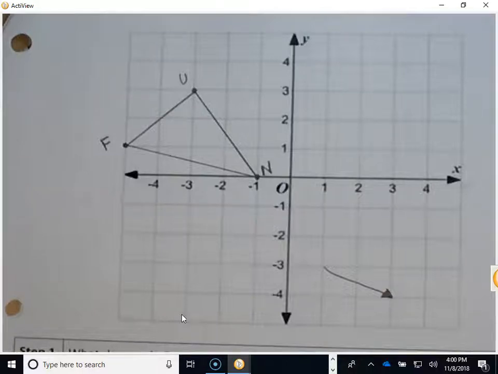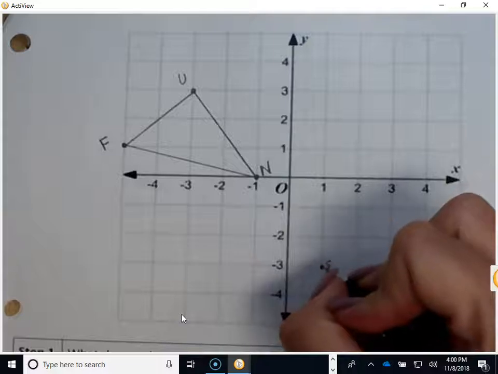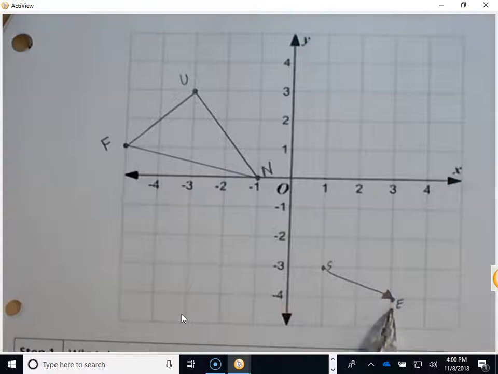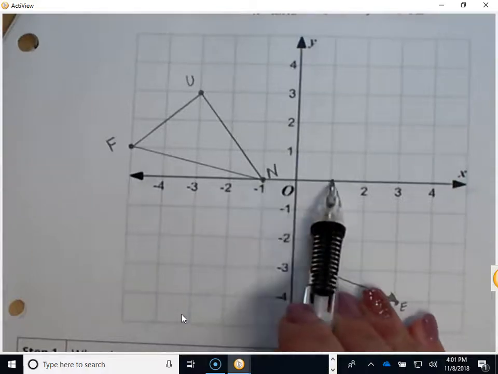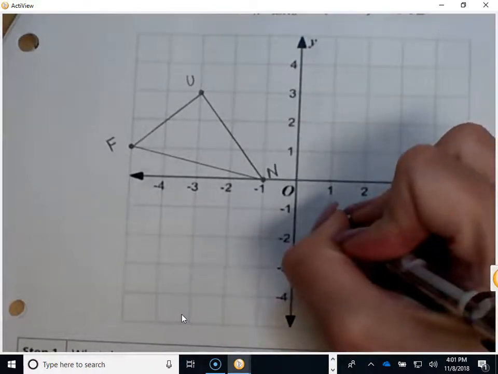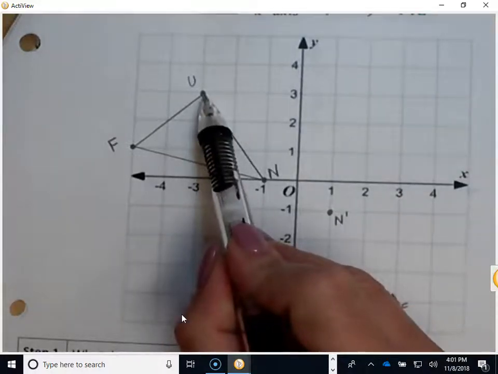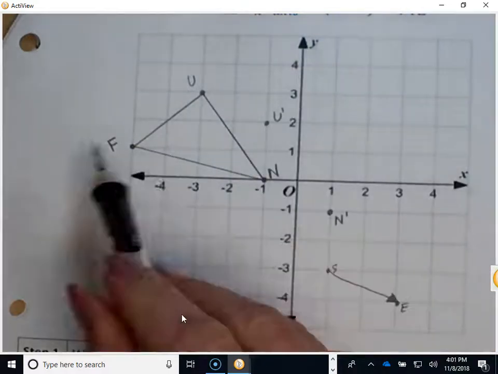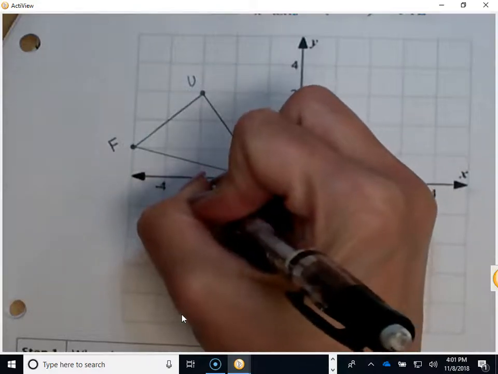All right. So our vector is showing that, if this is my start and this is my end of that vector, we're going to go to the right 2, down 1. So I'm going to do that for all 3 of my points up here. So we go to the right 2, down 1 for each one. I'm going to start with N, going to the right 2, and then down 1. This will be my N prime. Going to U, to the right 2, down 1. That'll be my U prime. And for F, to the right 2, down 1, puts my F prime right here.